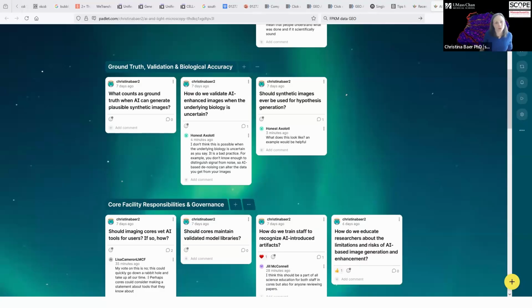So with that, I was going to pivot to this other question about should synthetic images ever be used for hypothesis generation, which I think is interesting in this pseudo H&E, pseudo IF staining idea, right? So if you trained your image generation model on a defined data set and then ran some other samples through it and saw something interesting, you have a hypothesis generation now. Is that something that you should then apply for a grant to investigate?